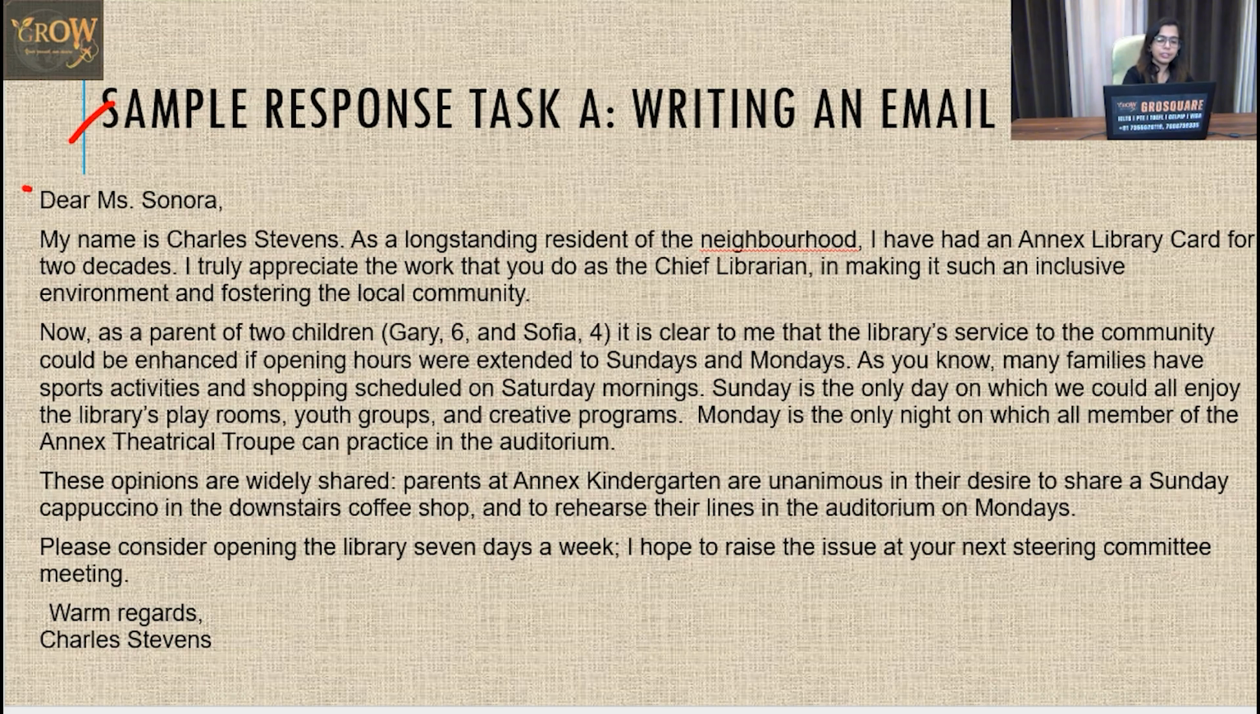So what we are saying is, dear Miss Sonora, my name is Charlie Stevens. Since I have to write the letter to whom? To the chief librarian. So obviously, what kind of situation can there be? Yes, I can know the name of the person, but I don't know who the person actually is. So I'll be giving my introduction firstly, because I may know the name of the person but the person doesn't know me, right? So my name is this.